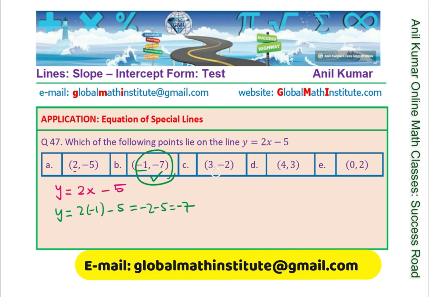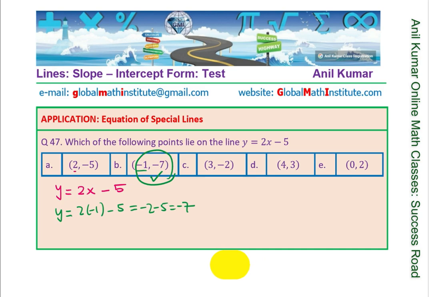If I put 3, then 2 times 3 is 6, and 6 minus 5 is not minus 2, but it is minus 1, so that is not correct. If I plug in 4, then 4 times 2 is 8, and 8 minus 5 is 3. So this is also a correct answer. And if I put in 0, I should get minus 5, not 2. So we have 2 solutions in this particular case, and that is how you can verify.